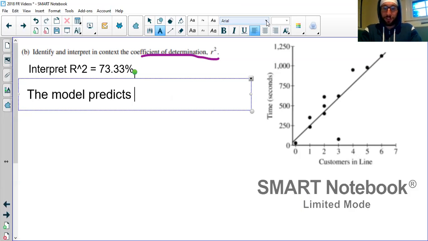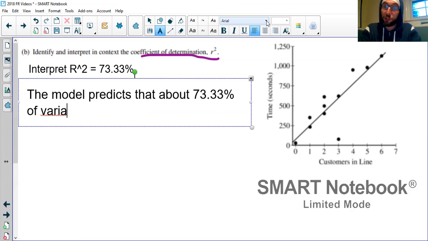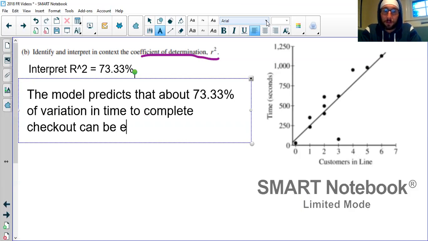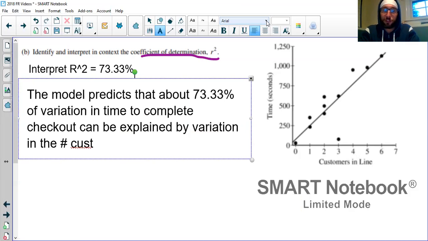That predicts about 73, and I would use little squiggles for approximately 0.33% of the variation, or maybe you say changes in. Variation, changes, same thing. So about 73.33% of the variation in time to complete checkout can be explained by, we could say, the model. The linear model is explaining that relationship, or we could say changes or variation in the number of customers in line.